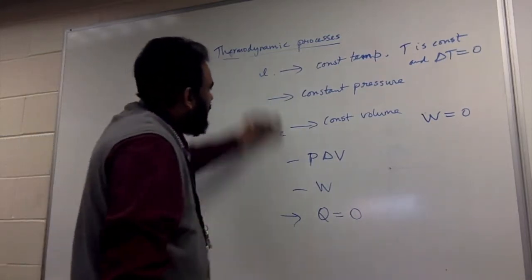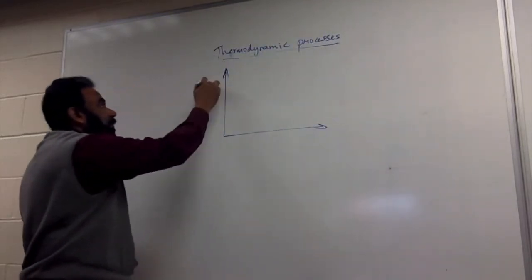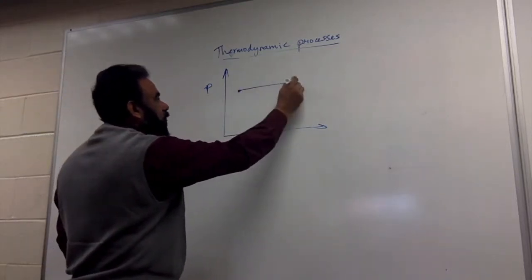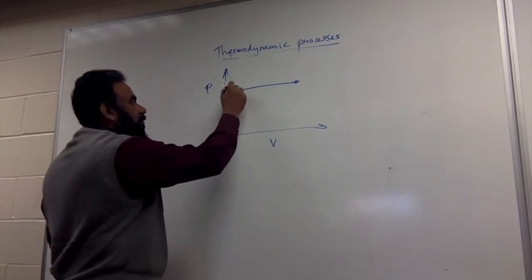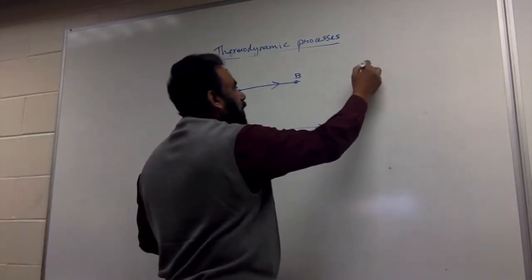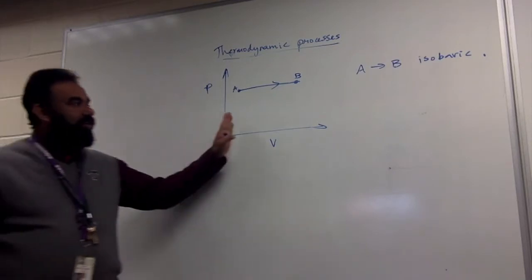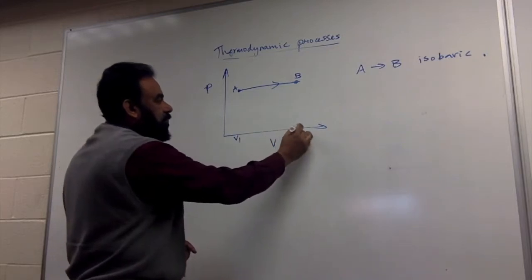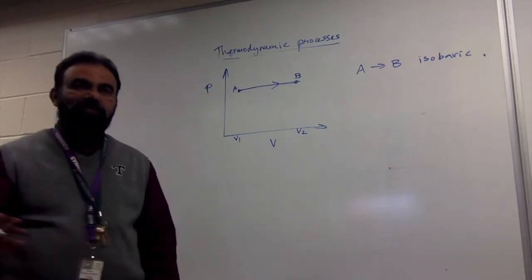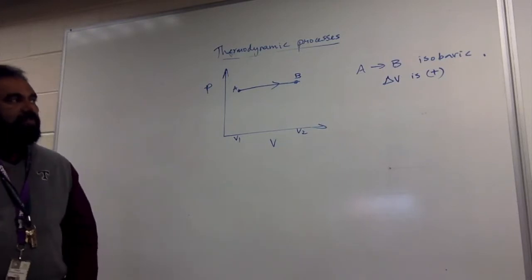Now let's look into some graphical illustrations of the same thing. A graph of pressure versus volume. If there's a process that is going from here to here, A to B, what process is that? Isobaric, because it's constant pressure. And you can see very clearly that the volume is increasing from V1 to V2. So delta V is positive. What is delta V? Final volume minus initial volume, right? So delta V is positive, and it is isobaric.